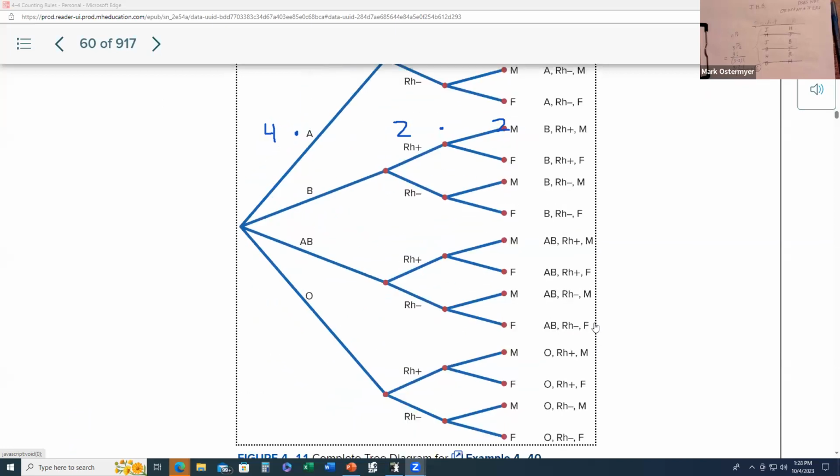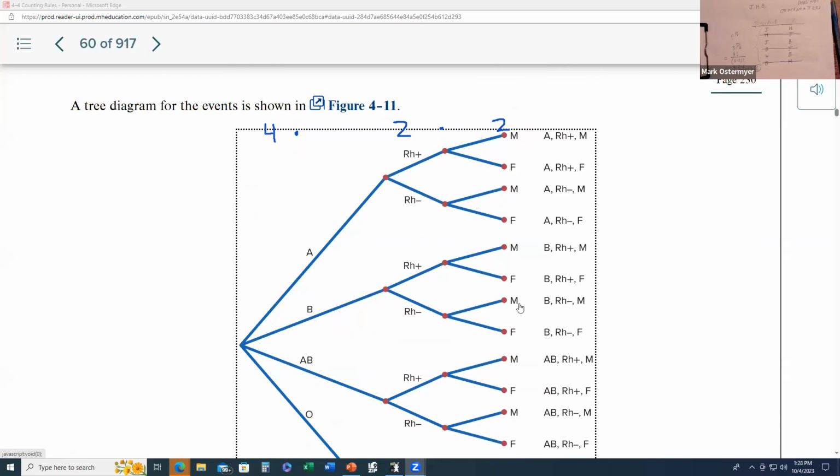And again, the tree was pretty cool in helping us to see it visually. But to determine the number of ways that K1 and K2 and K3 objects can occur, you don't have to use a tree. You can just multiply, 4 times 2 times 2, to determine there's 16 possible ways. The tree comes in handy if you're trying to compute probabilities.